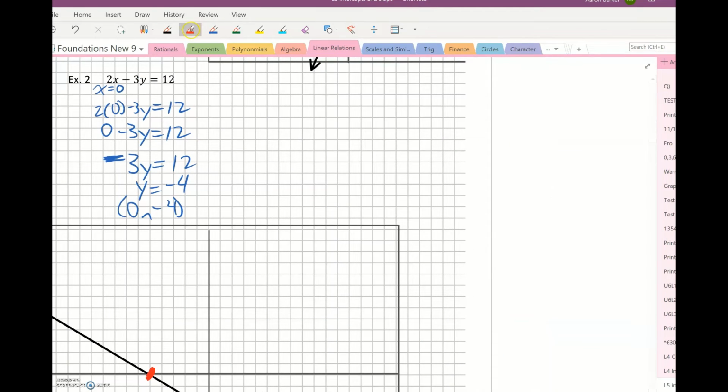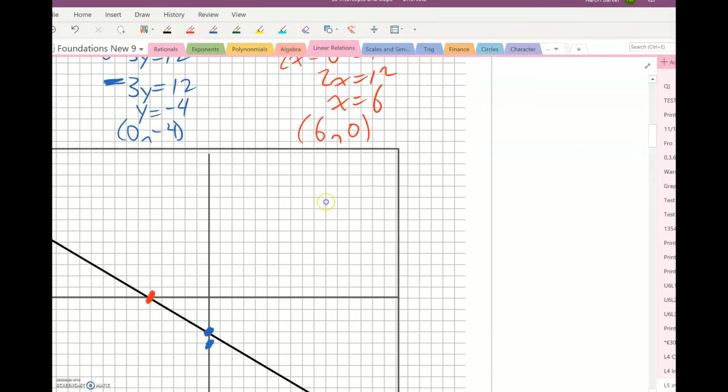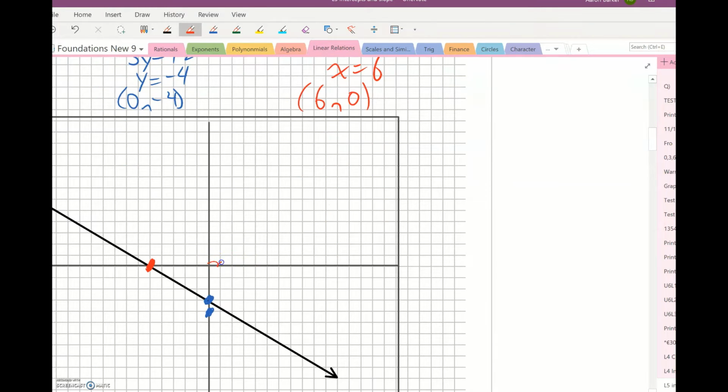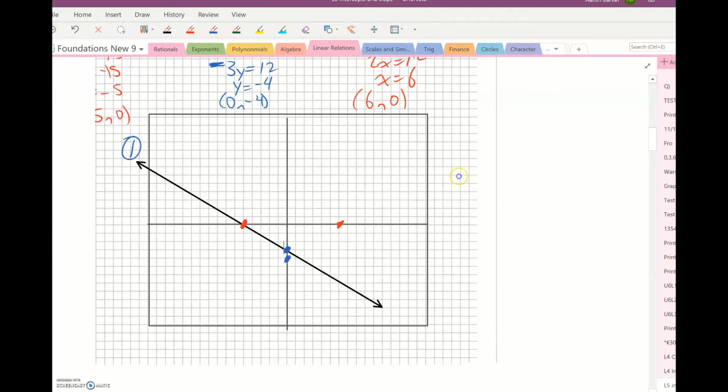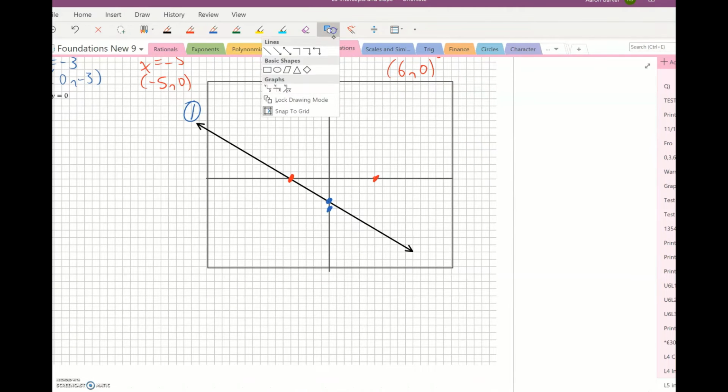And then for the next one, we get y equals 0. So we get 2x minus 3 times 0 equals 12. 2x minus 0 equals 12. 2x equals 12, x equals 6. So our point is (6, 0). 1, 2, 3, 4, 5, 6. There we go. And so now I can make my line. I'm going to make this smaller so I can make my line super long.